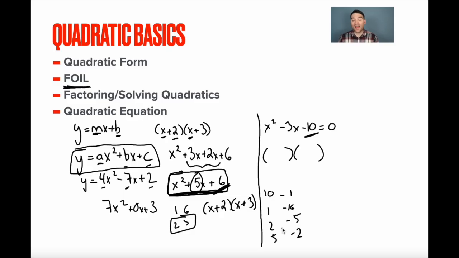Which set here adds up to negative 3? Well, 10 and negative 1 makes positive 9, so that's not right. 1 and negative 10 makes negative 9, that's not right. 2 and negative 5, that works.